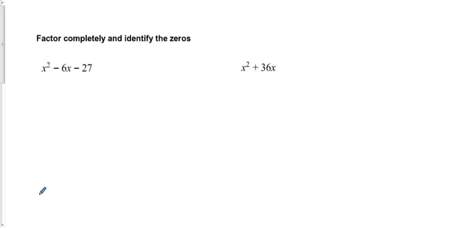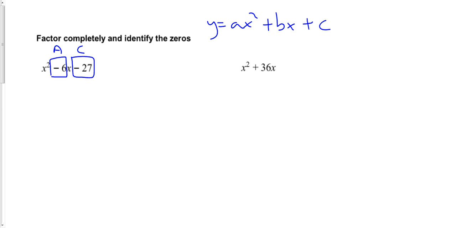Let's look now at factoring completely and identifying the zeros of a quadratic equation that's written in standard form. Again, standard form of a quadratic equation is always written as y is equal to ax squared plus bx plus c. So in order to factor this, what we need to recognize is that the b value is what we're looking to add to, and the c value at the back end is what we're looking to multiply to. So this is where we set up what we call our AC chart.